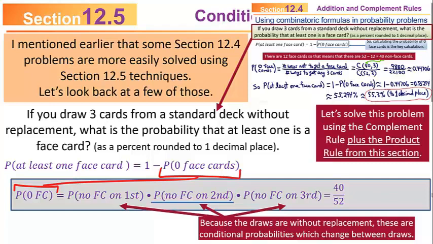So we got a non-face card on the first draw, so that leaves only 39 of them out of 51 because we're not putting the card back in. So the probability on the second draw of not getting a face card, well, there were only 39 non-face cards left out of 51 cards. And then you can see the pattern.